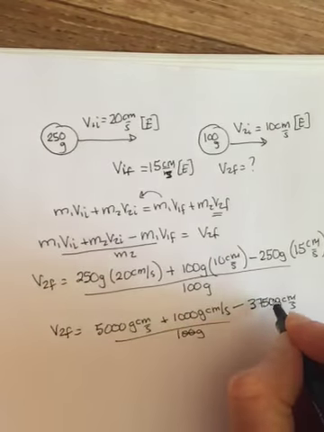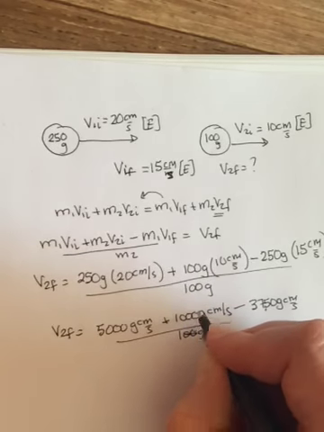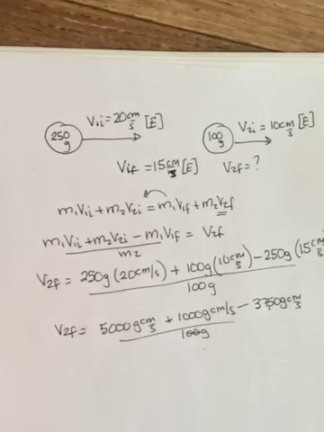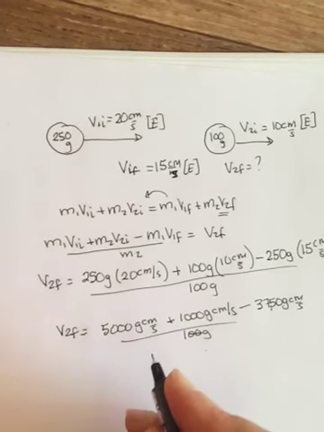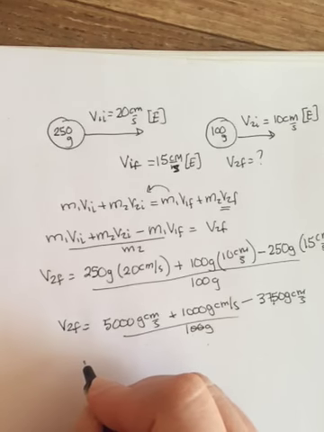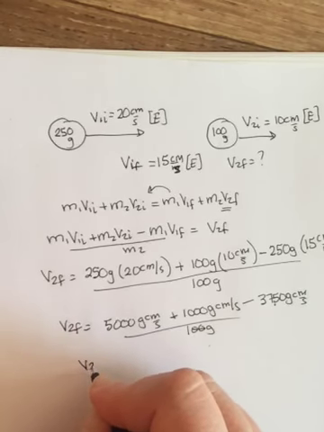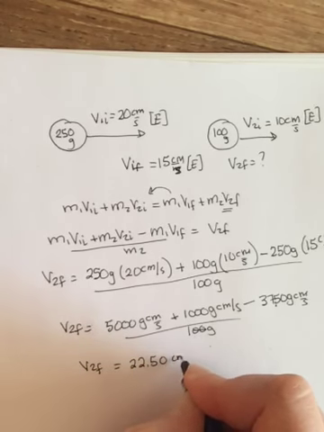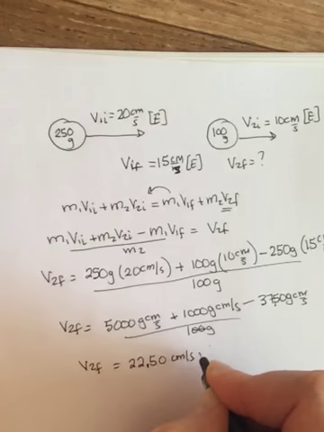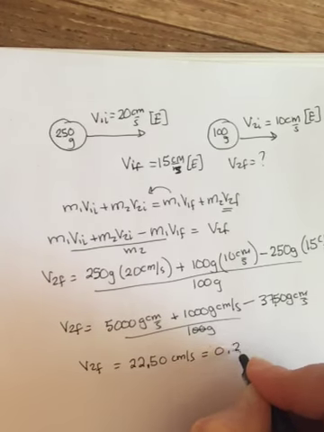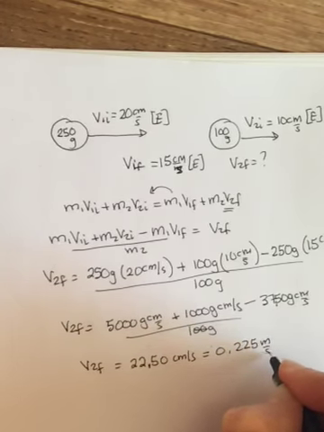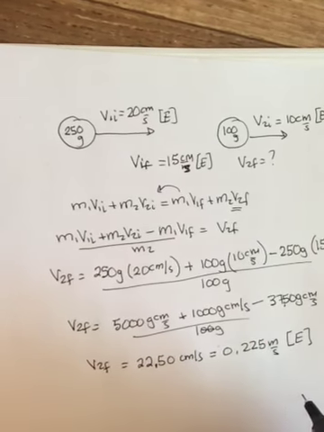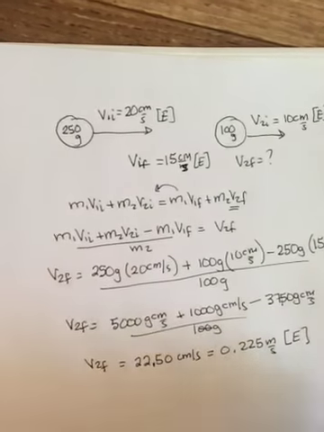So these two zeros will go. It's going to be 6000 minus 3750, so 2250 divided by 100. That's 22.5 centimeters per second, or if you had changed it to meters, it would be 0.225 meters per second. It works out to be positive, so it'll be east. Okay, so that's number 7.